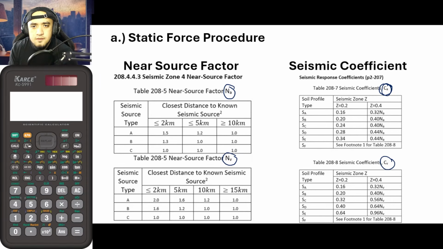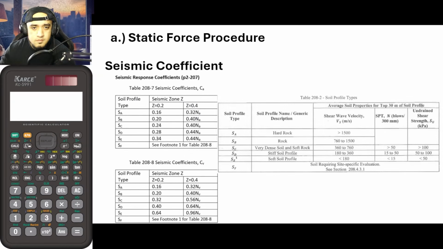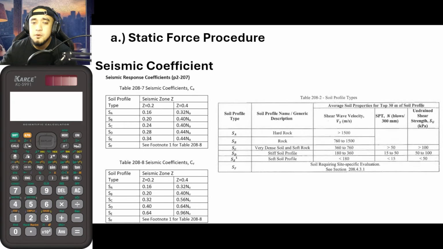So for CA and CV, they are dependent upon the zone. Once again, we have two zones here in the Philippines, which I explained earlier. And it is also dependent upon the soil profile type. Okay? So for the soil profile type, we have SA, B, C, D, E up until F. And what are those? So basically, we have a separate table on that. So these are now the different soil profile types.